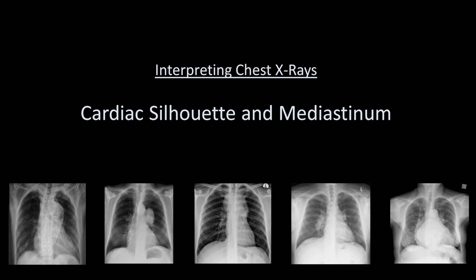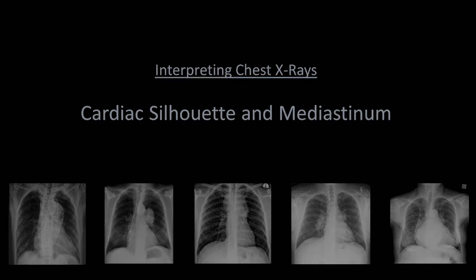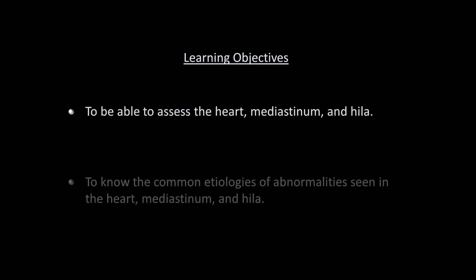This is the fifth video in this series on how to interpret a chest x-ray, and the topic is the cardiac silhouette and mediastinum. Learning objectives are to be able to assess those structures on x-ray and to know the common etiologies of abnormalities seen in them.